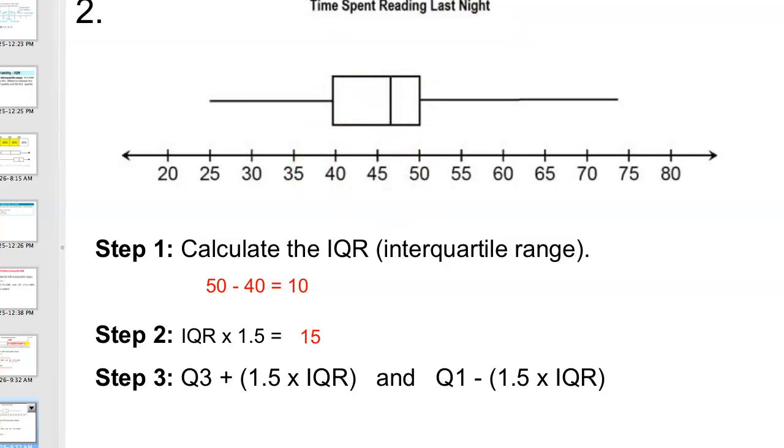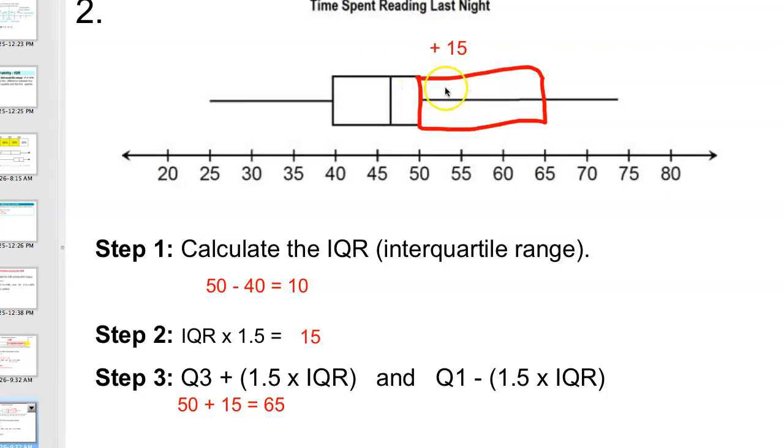Okay. And how we're going to do it is we're going to add 15 to the upper quartile. So here's my upper quartile. And I'm going to add 15 to that. And that's going to be my safe zone. So anything within those 15. Okay. So 50 plus 15 is 65. So 65 is my safe zone. From here to here is my safe zone.